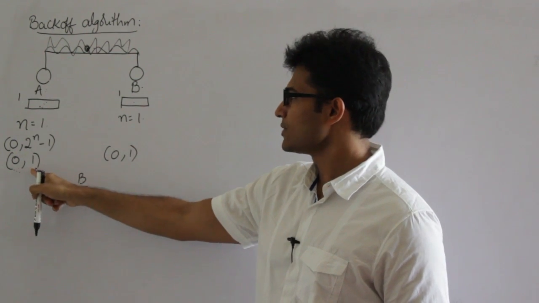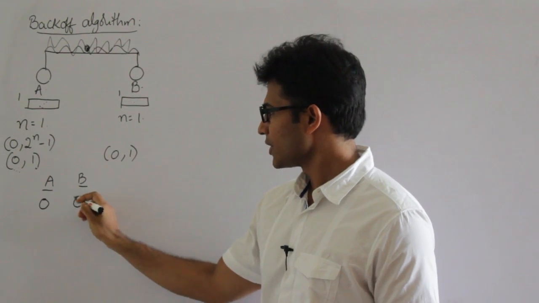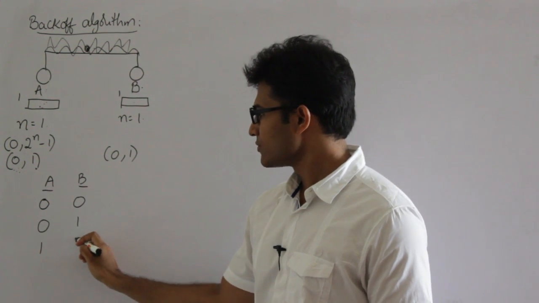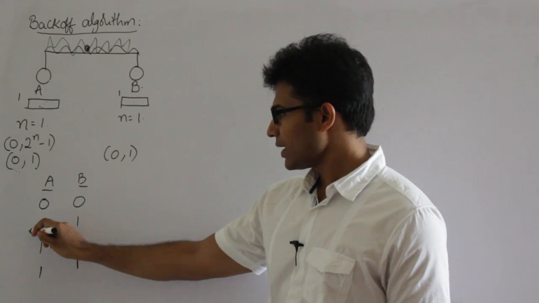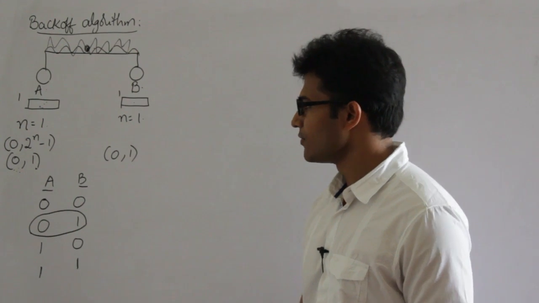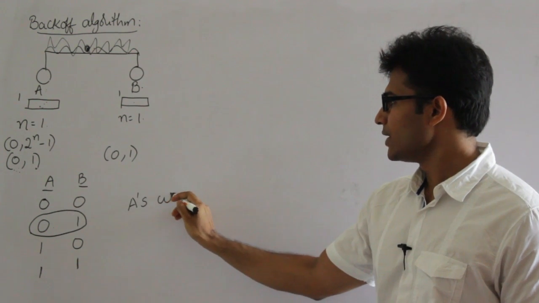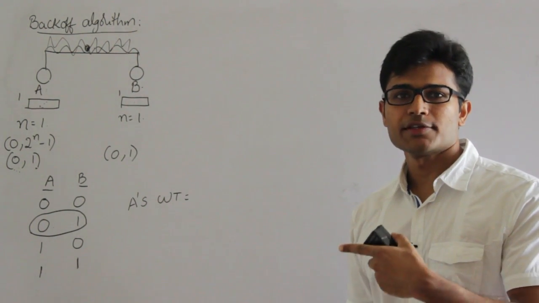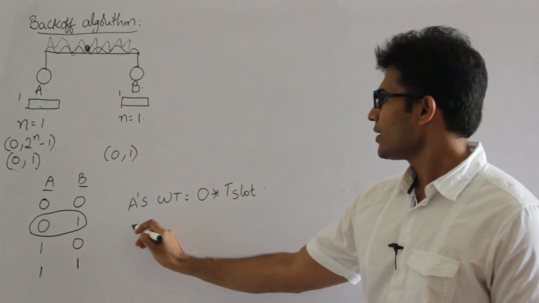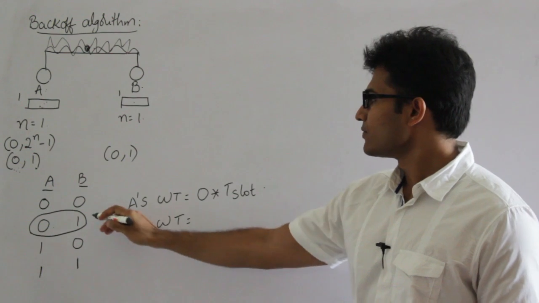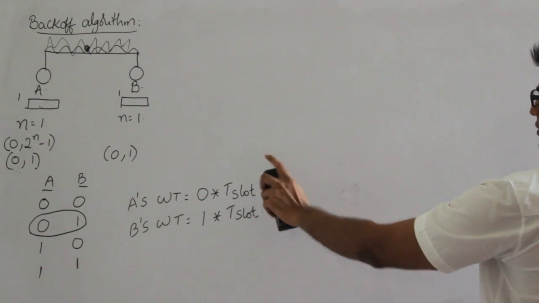So A has to choose a random number from this range and B has to choose a random number from this range. Then what are all the possibilities? For A and B, the possibility is 0 0, or the other possibility is 0 1, another is 1 0, or the other possibility is 1 1, right? I'll take a case and explain it to you. Let us say this is the case which has happened, which means A has chosen 0 and B has chosen 1. Then A's waiting time, which means how much time A should wait before retransmitting the same packet, is 0 into T slot, and B's waiting time is 1 into T slot, which means B should wait for 1 time slot and A should wait for 0 time slots.